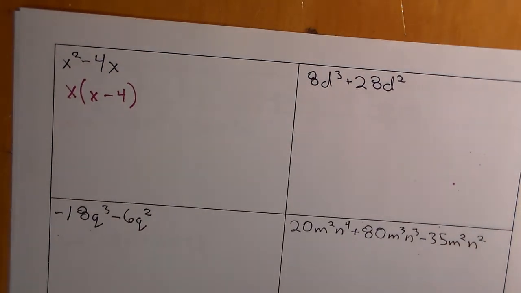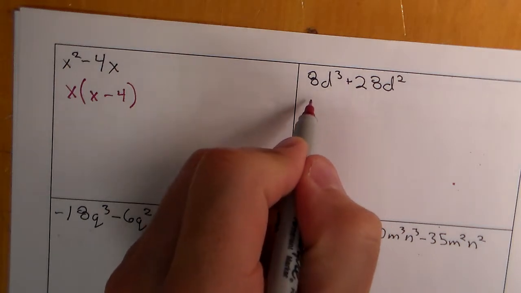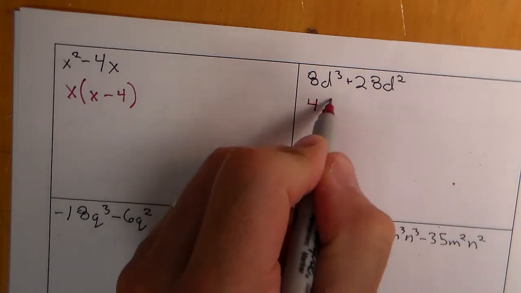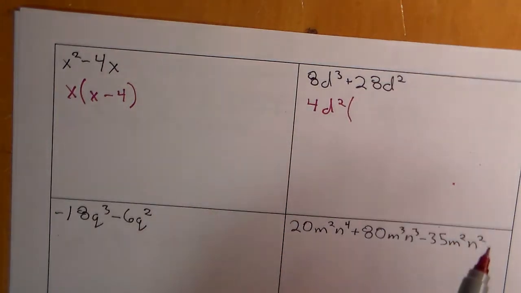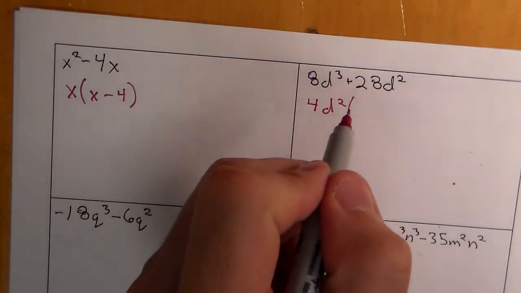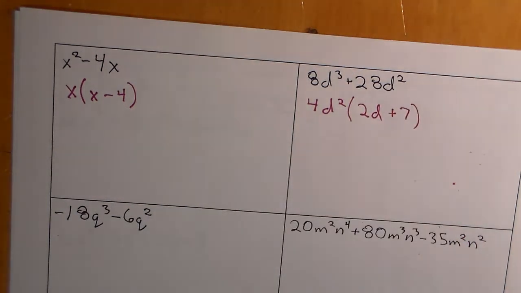Next, I have 8d to the third plus 28d squared. I'm going to take out a 4d squared. 8 divides by 4, and 28 divides by 4. So this leaves me with 2d plus 7.